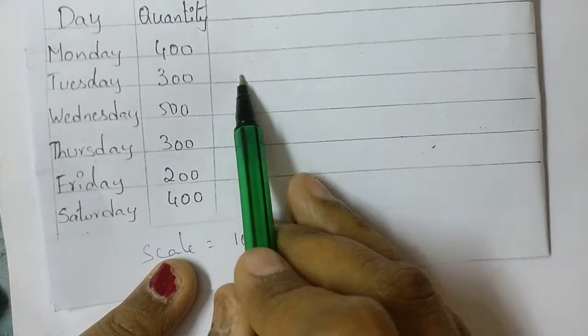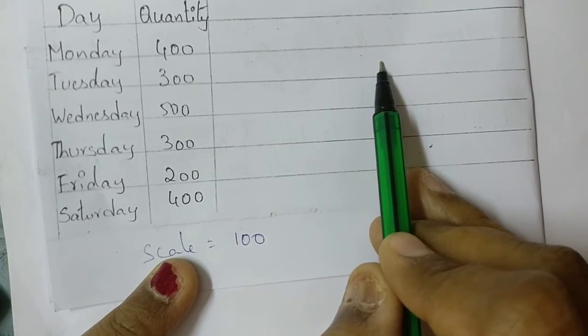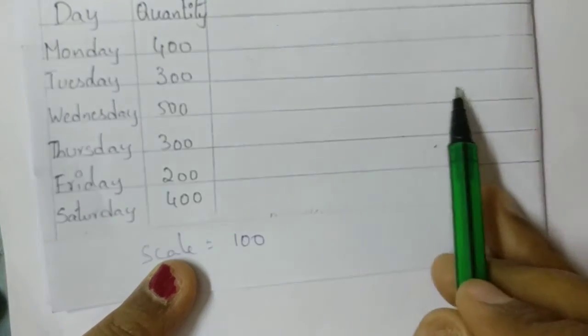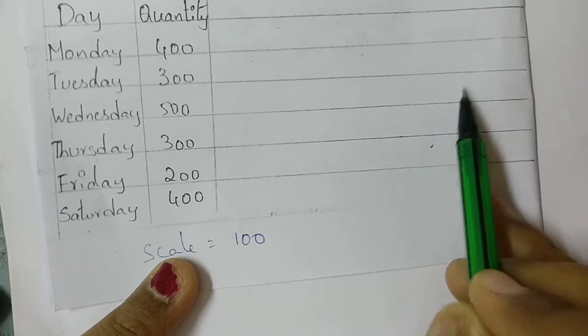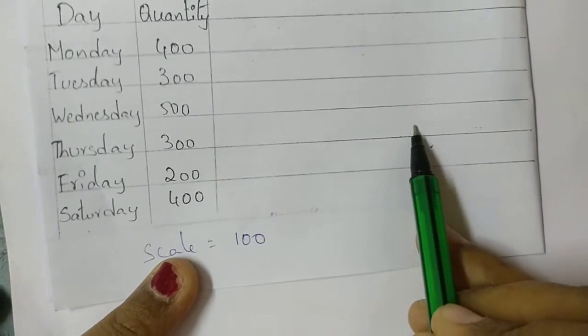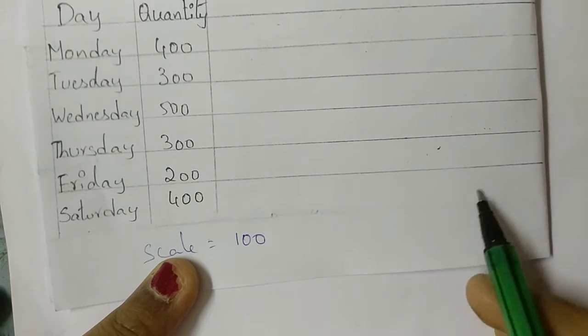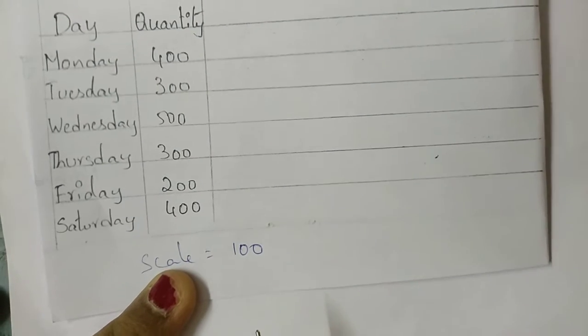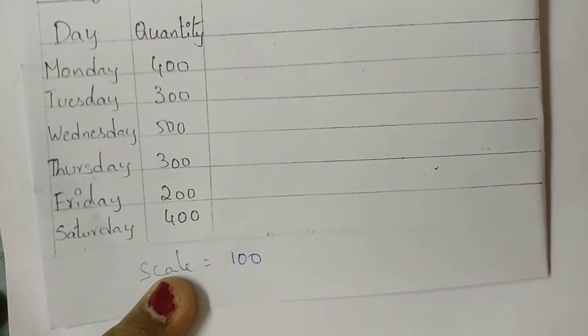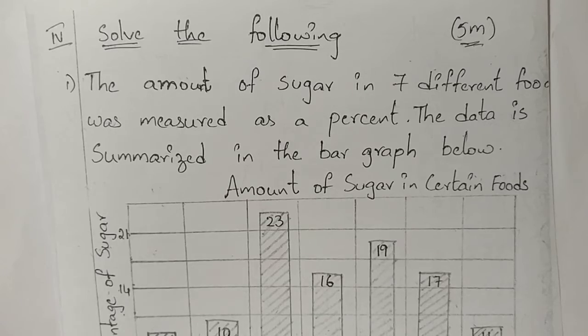Next, 300 means how many pictures we have to draw? 3 pictures. 500 means how many pictures? 5 fishes. 300, 3 fishes. 200, 2 fishes. 400, 4 fishes we have to draw. Okay Nana, do you understand how we have to draw? Now we'll see the next Roman.